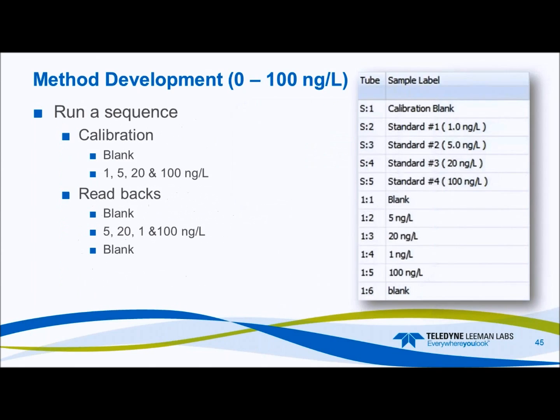The 100 nanogram per liter peak profile came in at 0.23%. So in this case, I calibrate with a 1, 5, 20, and 100. My readbacks are going to be 5, 20, 1, and 100. So again, I mix them up.